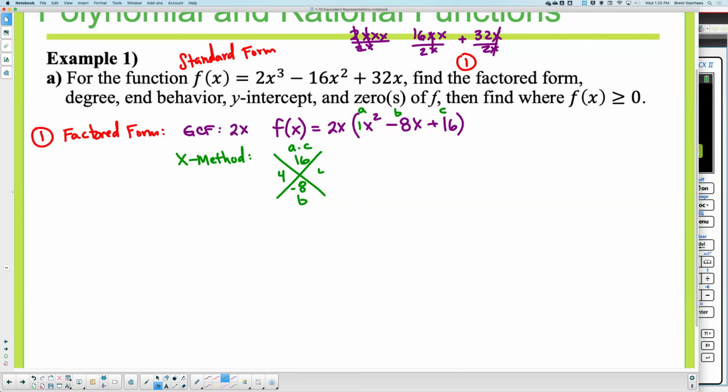Now, what makes it become a -8? Now I'm changing my whole numbers to integers. What makes it become a -8? Both are negative. All right, great. This means this equation becomes, don't forget the GCF, 2x times x minus 4. Those are both x minus 4s. They're exactly the same. Do I need to write it twice? So you put a squared on. That right there is the factored form.